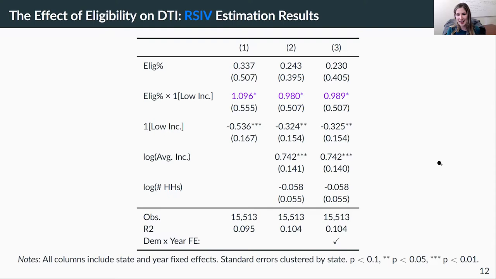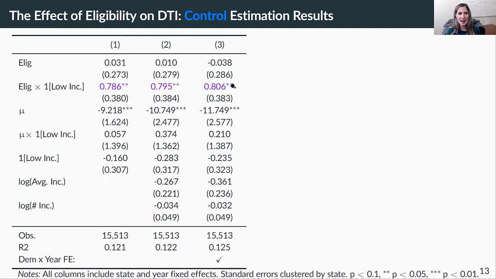Now, when we do the control version, one reason I like to look at both of these is that if you look at this estimate on this propensity, what it's telling us is that these places that tend to have a high propensity to have a change in eligibility in response to changes in Medicaid rules, these tend to be places that have lower debt overall, so a lower DTI. But when we have this exogenous shock in eligibility coming from the random realization of the state's policy, we see that this implies that a 1 percentage point increase in the eligible fraction of the population implies a 0.8 percentage point increase in the overall DTI.